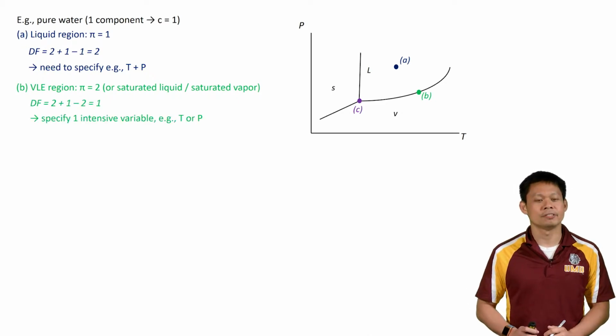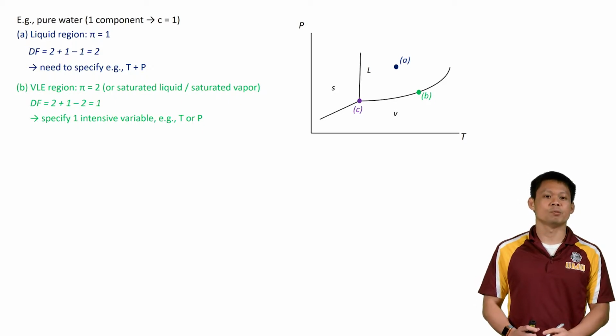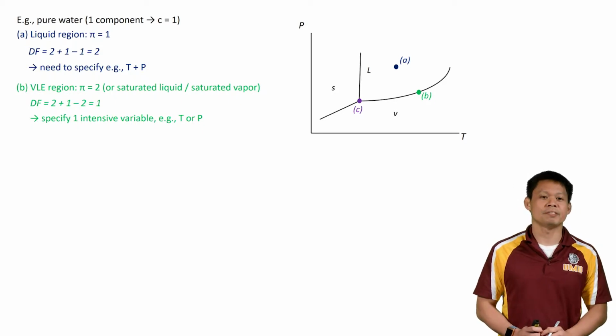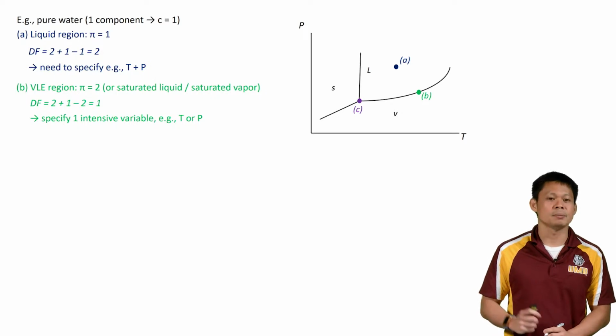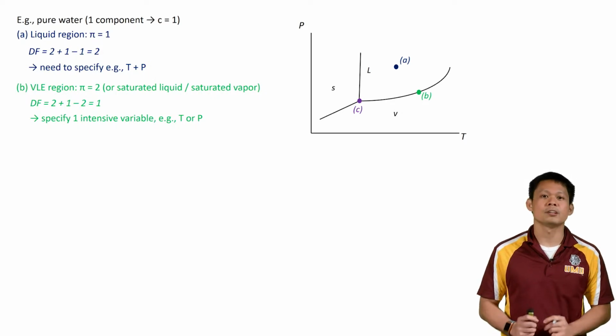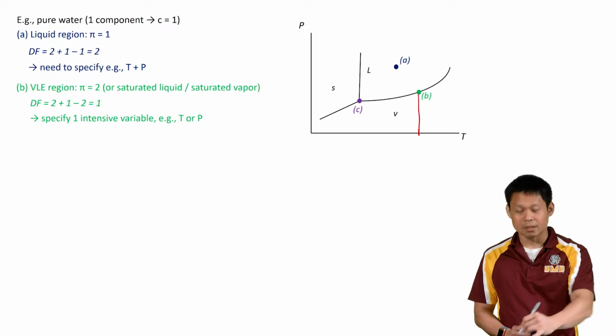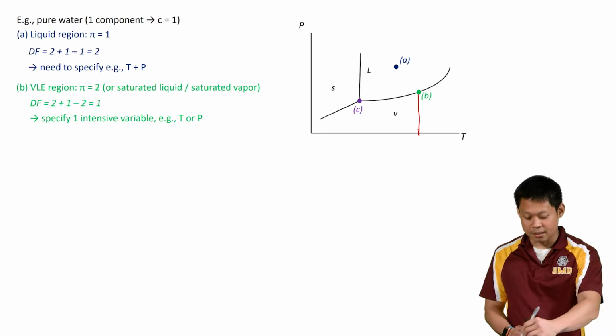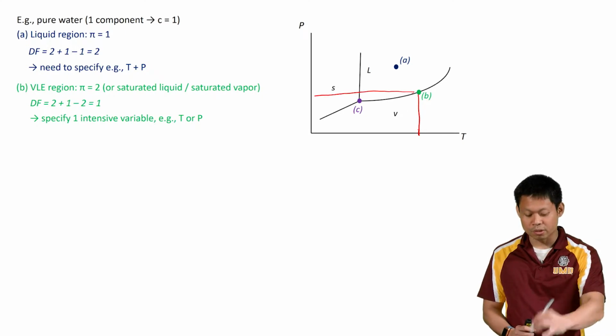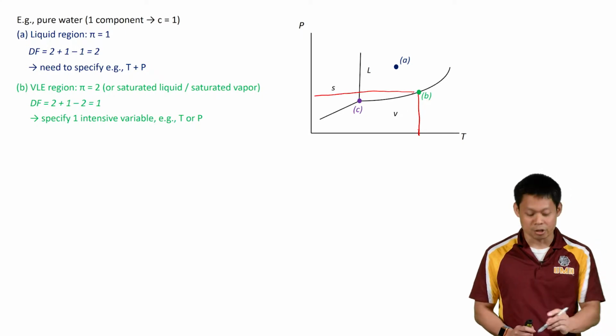Putting that into our degree of freedom, we have a degree of freedom of 1, which means we only need to specify one intensive variable. We can specify temperature or pressure. We cannot specify both. For example, at point B, if we have specified the temperature, right away, because it is on the vapor-liquid equilibrium line, we know the pressure right away. We do not have to specify both the temperature and pressure.